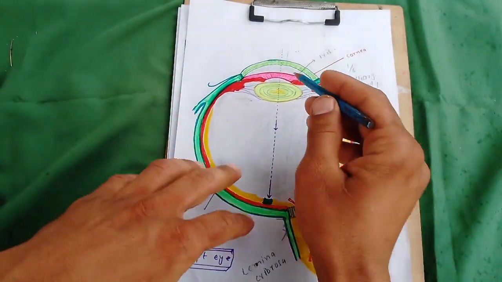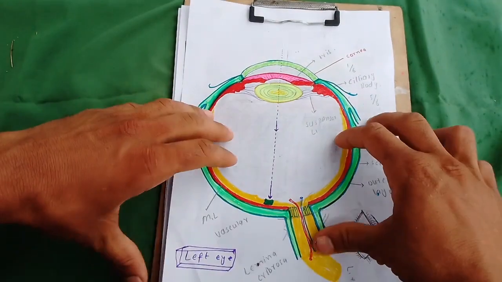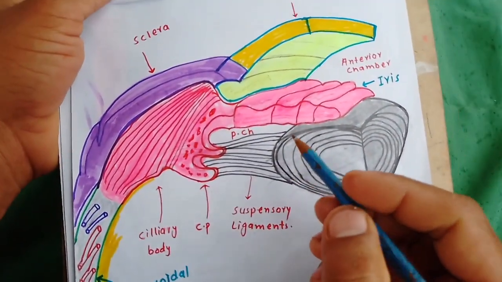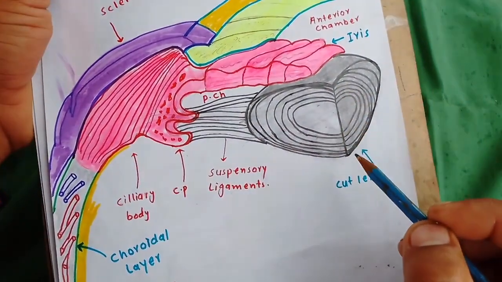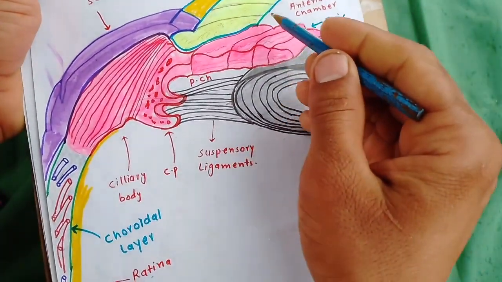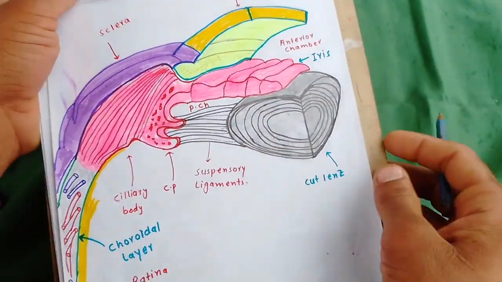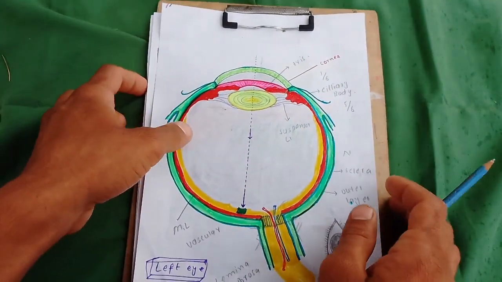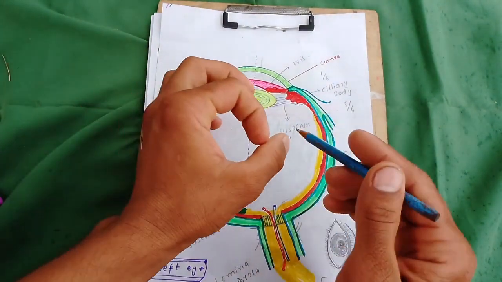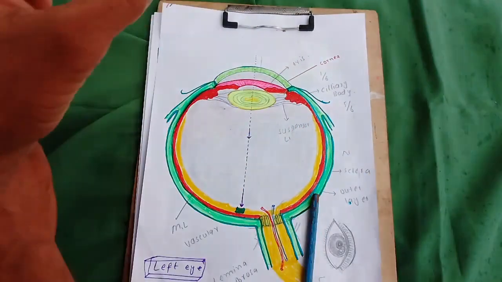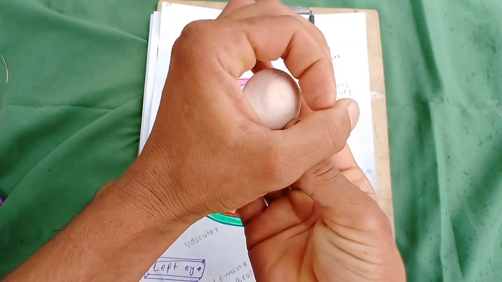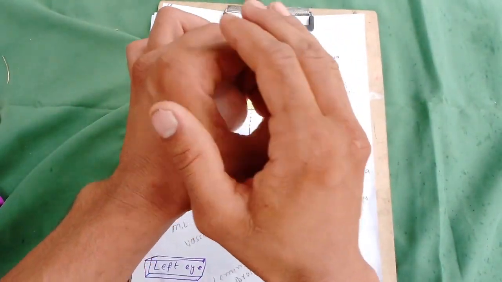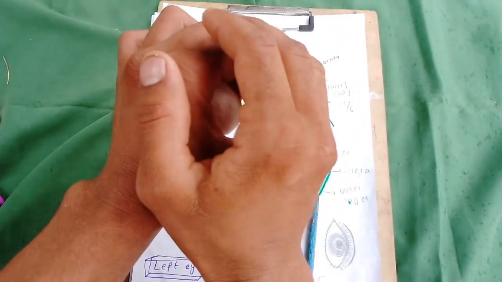This is the anterior part. As you can see here, this is the iris, which is present all around. This is the diaphragm shape. So the main function of the iris is to control. This is the iris. Here is my lens, and here is the cornea.